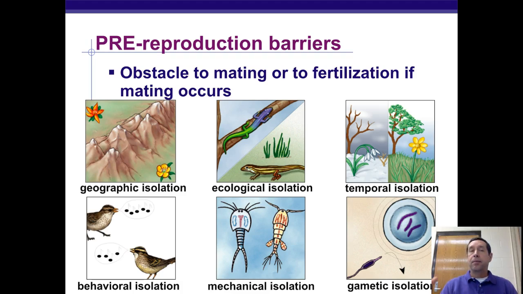So we have pre and post reproductive barriers to reproduction. These are obstacles to mating or to fertilization if mating occurs. So basically, these are things that prevent a fertilized egg from forming and developing. So geographical isolation is one. They can't get to each other, they can't mate. Ecological isolation, temporal, behavioral, mechanical, and gametic isolation.